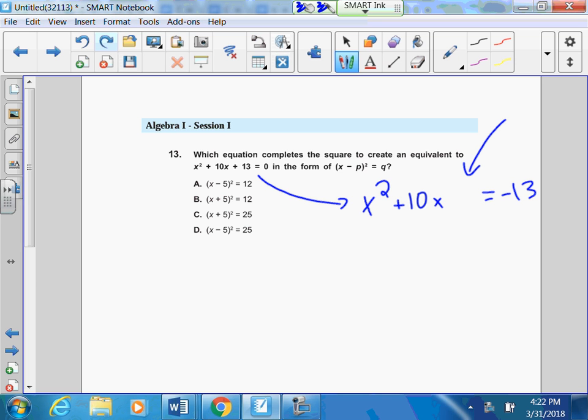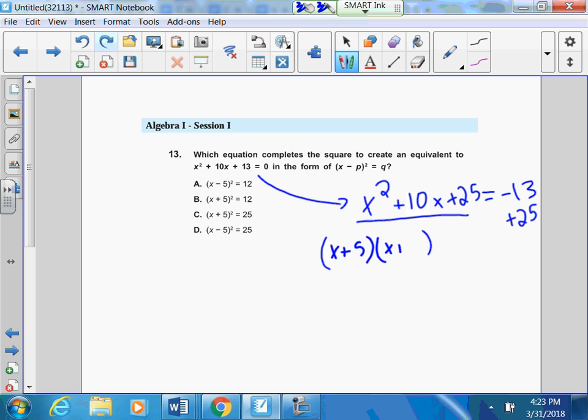All right, the next step is we look at 10 and we take half of that number and square it. So half of 10 is 5, and you square that, you get 25. But to balance out the equation, we must also add 25 to the other side. So now we have this. Well, that can be factored into x plus 5 and x plus 5. That's what we call completing the square.